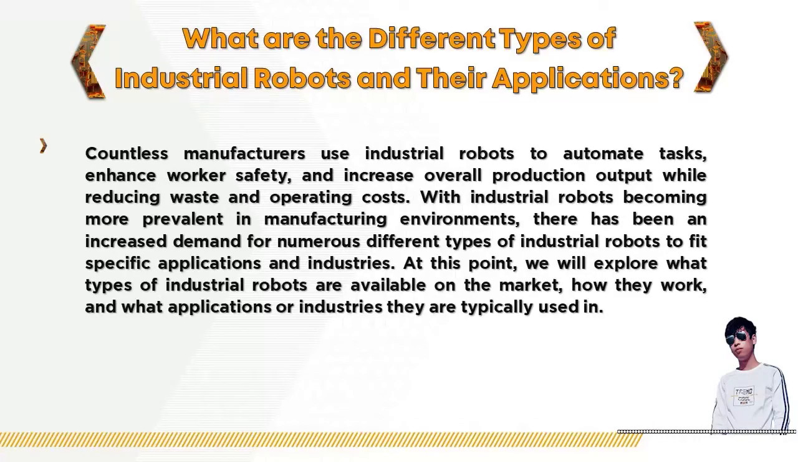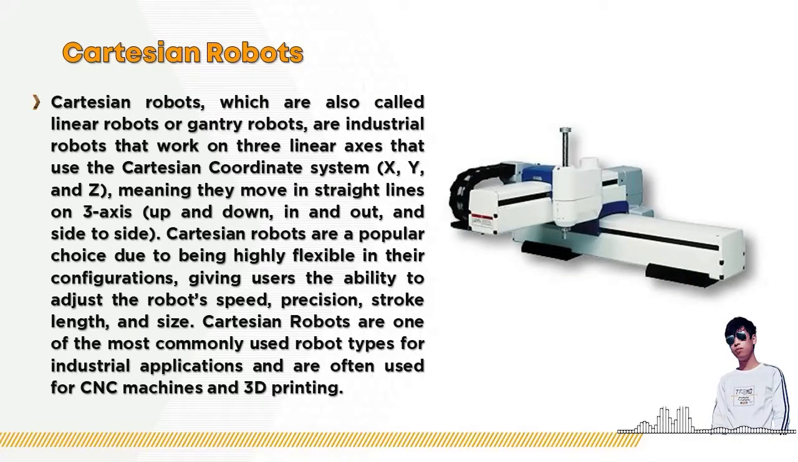At this point, we will explore what type of industrial robots are available on the market, how they work, and what application or industries they are typically used in. First is the Cartesian robots.